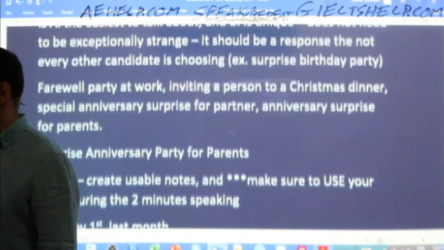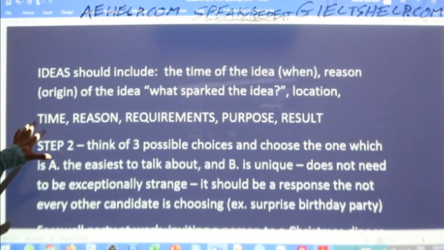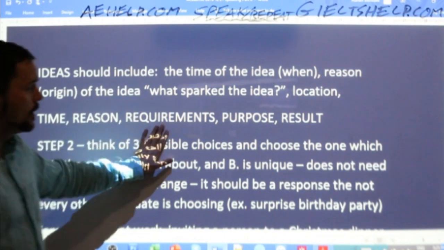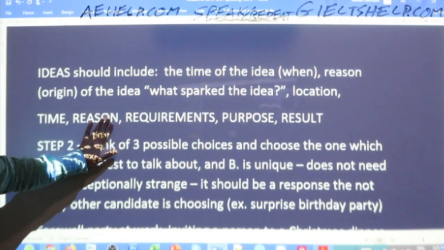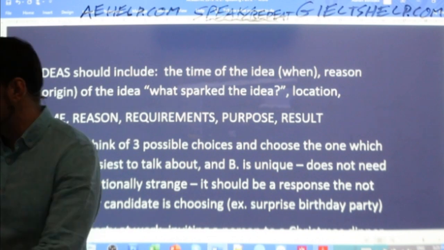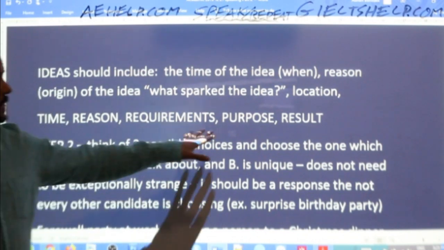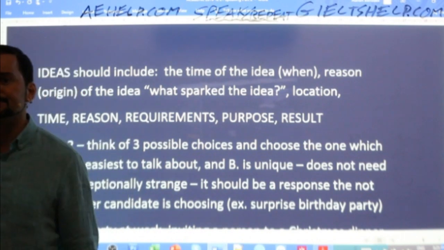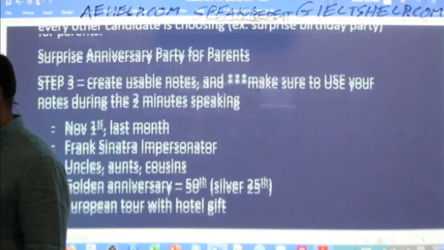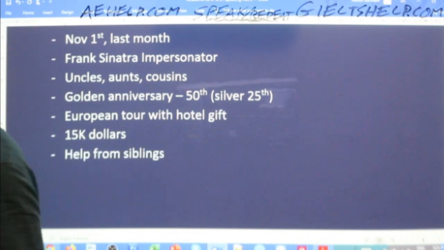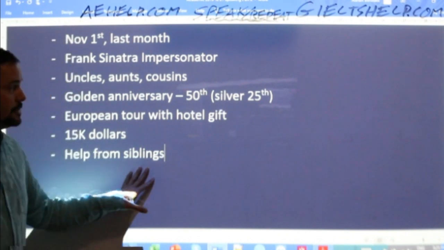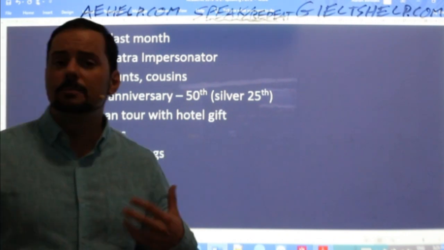Remember, students, that you should always keep all of these points in mind. So time, reason, requirements, purpose, result. So we have a little bit about the time, we have about the reason, we have some information for requirements. Okay. The purpose, the result. So think about those as well. Okay. Probably need some money. You need help from siblings.